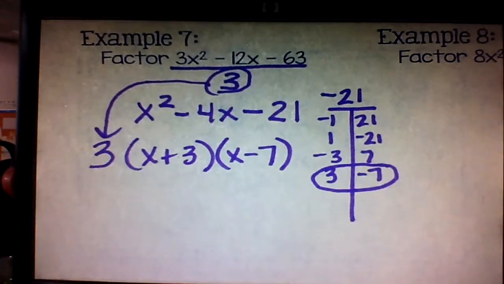That 3 right there, you must call back everything. So the way you would attack this first is you would FOIL everything through. So you would get x squared minus 7x plus 3x minus 21. You would combine your like terms and get x squared minus 4x minus 21. And then you would multiply everything here by that 3. So that becomes 3x squared minus 12x minus 63.